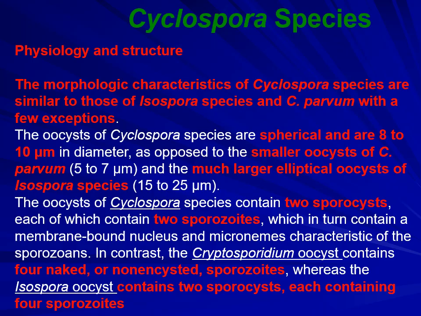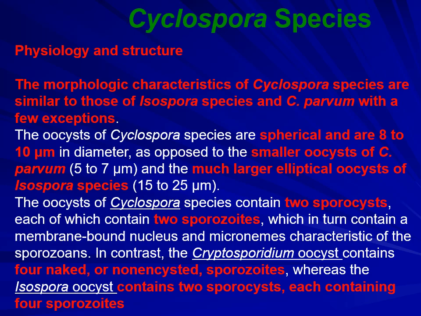The morphologic characteristics of Cyclospora species are similar to those of Isospora species and Cryptosporidium parvum, with few exceptions. The oocysts of Cyclospora species are spherical and are 8 to 10 micrometers in diameter, as opposed to the smaller oocysts of Cryptosporidium parvum that are between 5 and 7 micrometers, and the much larger elliptical oocyst of Isospora species, which can have dimensions between 15 and 25 micrometers.